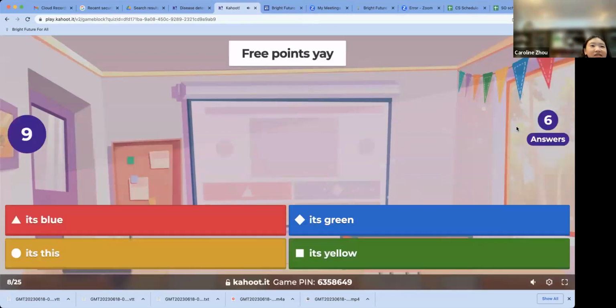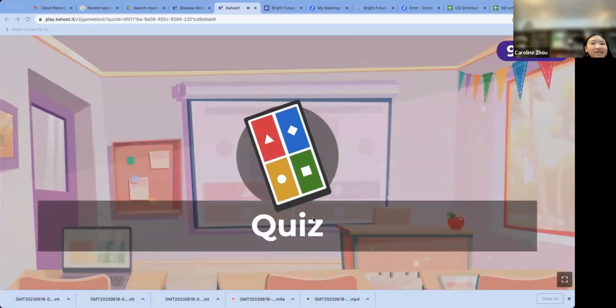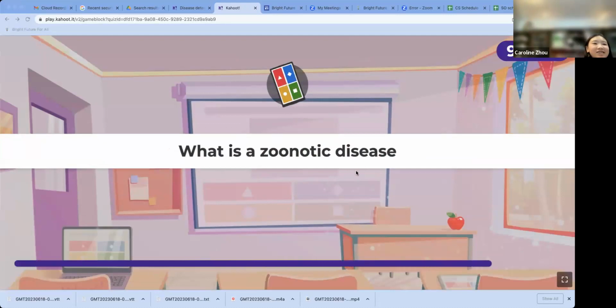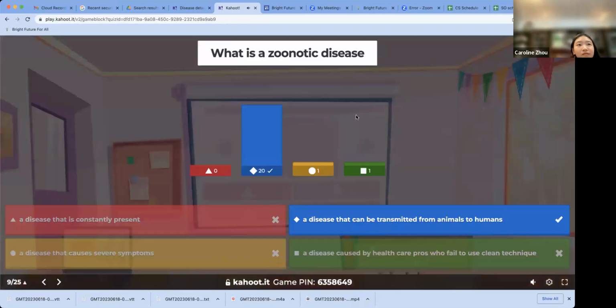Three points, yay. Read carefully. Yeah, the answers literally told you it was that one. What is a zoonotic disease? Yeah. Okay, a lot of you got it right, so good job.